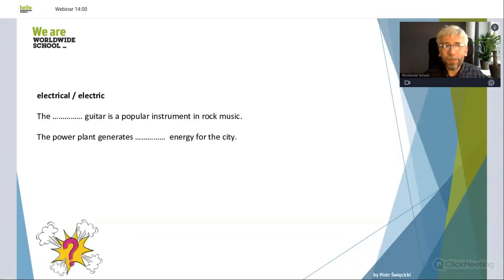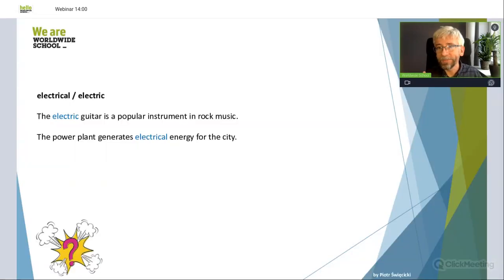Good. Electric versus electrical. So Jimi Hendrix played the electrical guitar or electric guitar. What do you think? Electric or electrical? And the power plant generates electric energy or electrical energy? Electric and electrical. Okay. Now, two Alexandras. Unless there's only one and this person is logged in twice. I don't know. But good. And I'd like to encourage others to contribute to the chat.